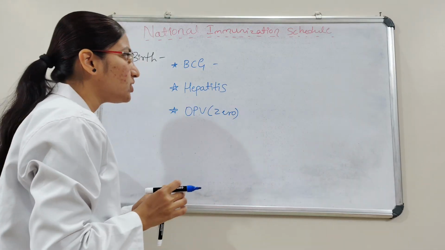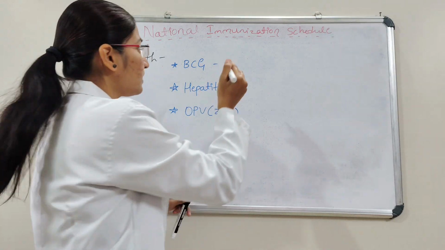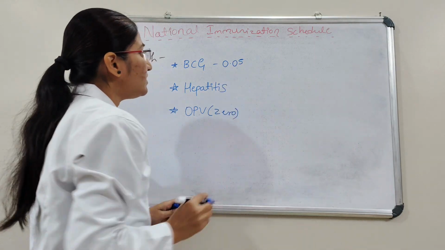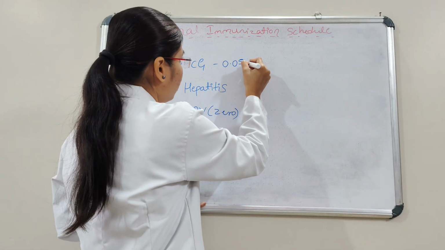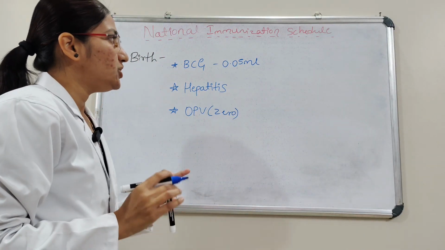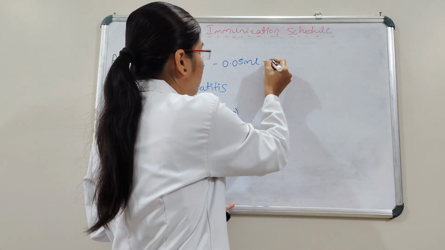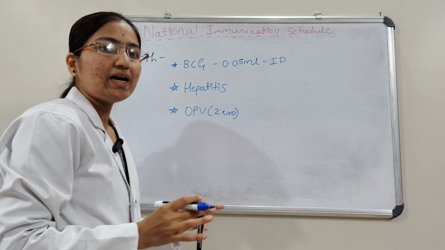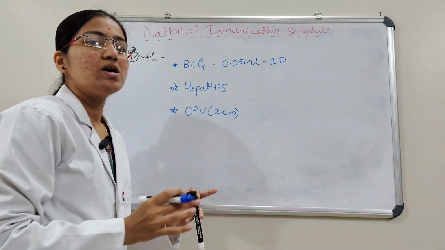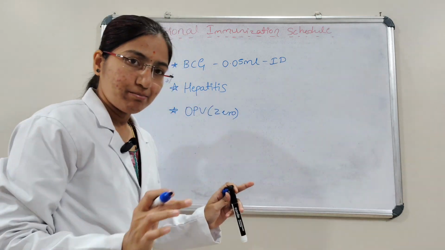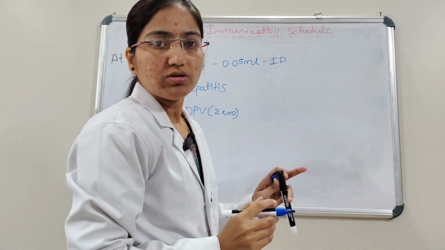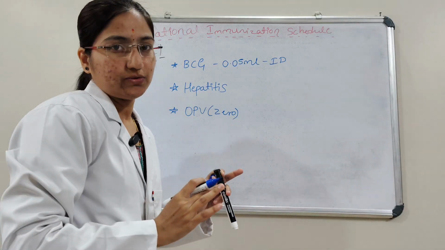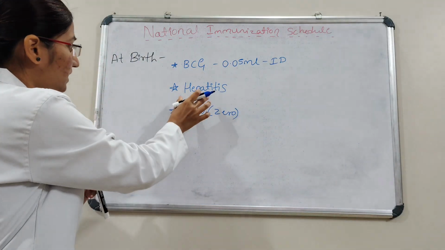Here it has to be given, dosage is 0.05 ml, through the route intradermal. That is to the left upper arm. Why is it given to the upper arm only? That is for conventional purpose, for uniformity, we can say.